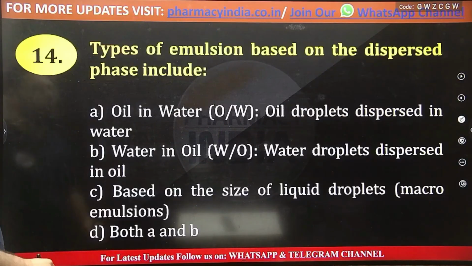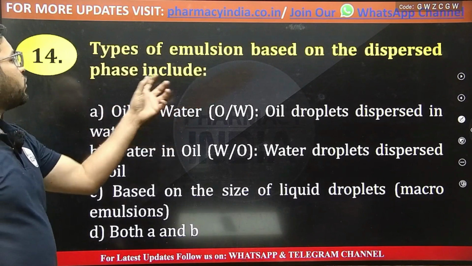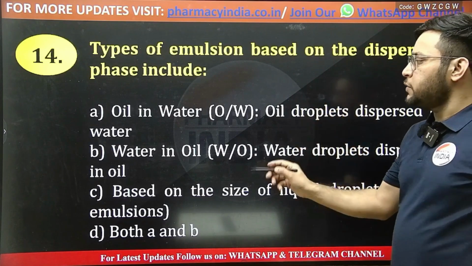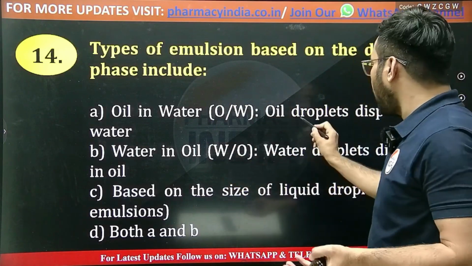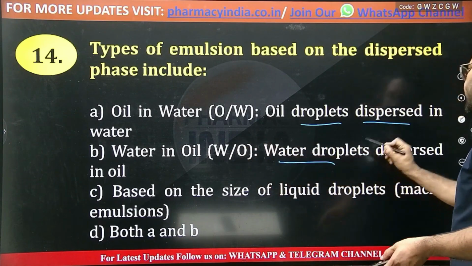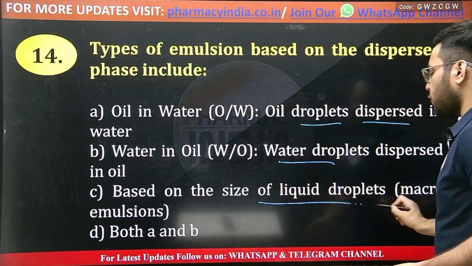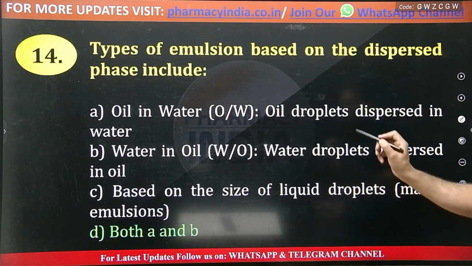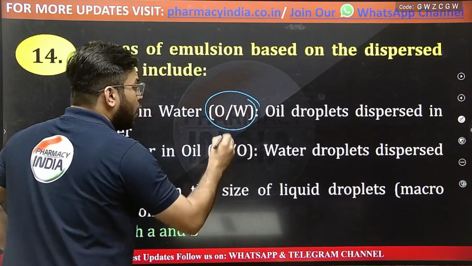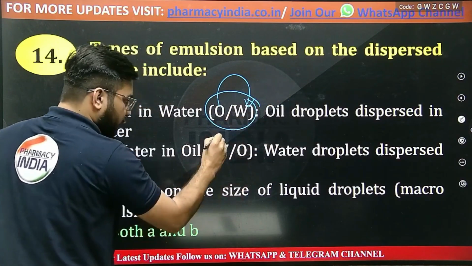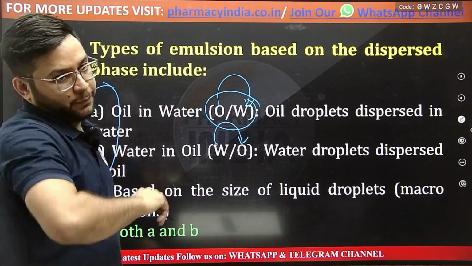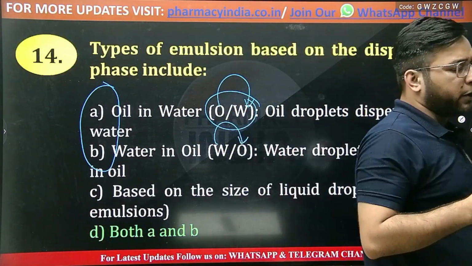Now moving on to the next question: types of emulsion based on the dispersed phase include. We have to tell which type oil in water is. Oil droplets dispersed in water, water in oil means water is dispersed in oil, or based on the size of liquid droplets, macroemulsion. So the two options are correct, means oil in water, oil is dispersed in water, water in oil, water is dispersed in oil. So these two statements are correct.